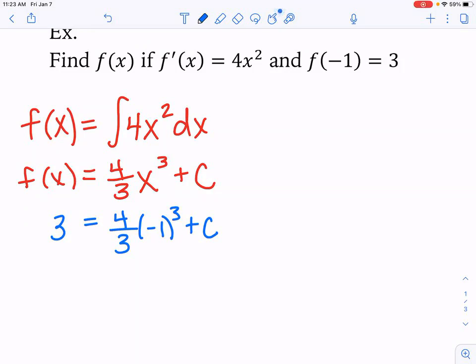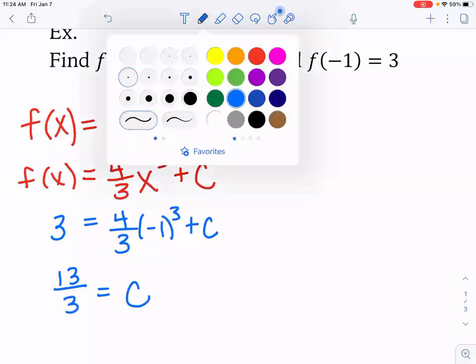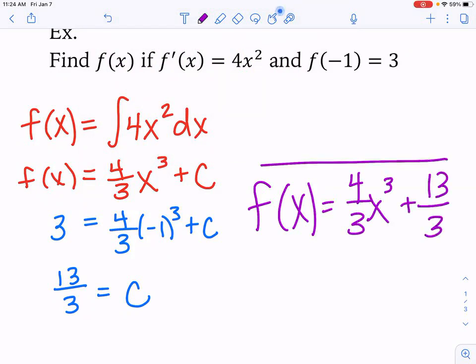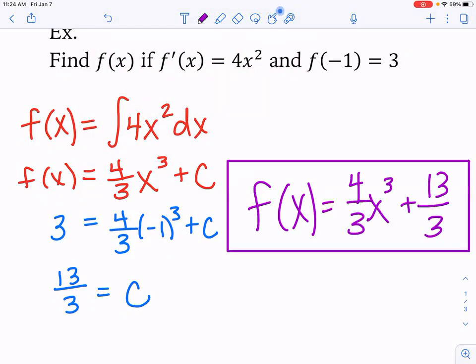(4/3 -1 cubed). Can we all agree that that's -4/3? Which means we would need to add it to 3. So 3 plus 4/3, 13/3. So f of x specifically is 4/3 x cubed plus 13/3. That's what we're doing today.